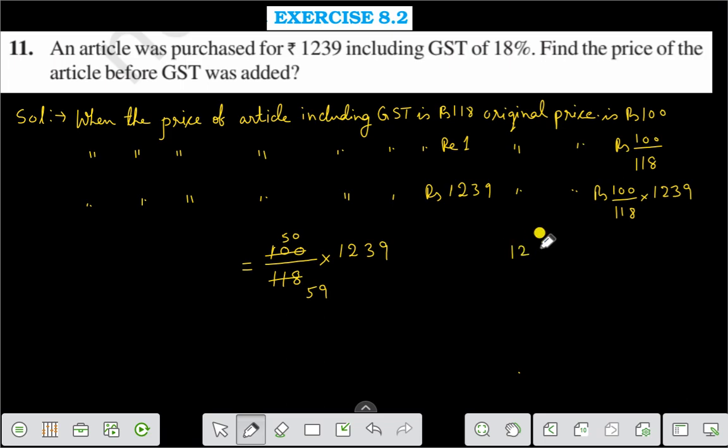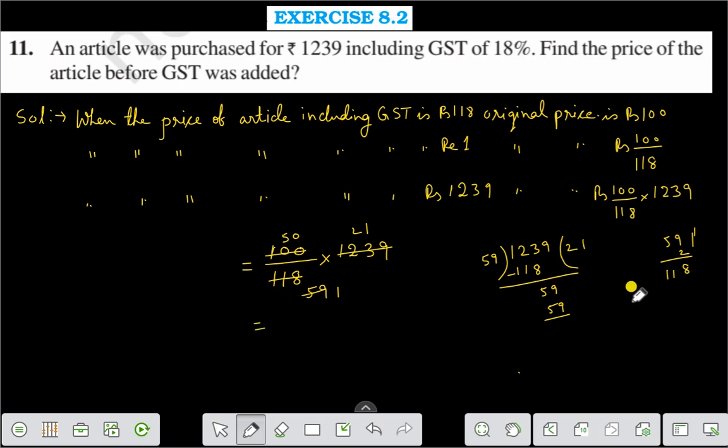If we divide this 1239 by 59, then we are getting 21. 59 twos are 118, we subtract this, 123 minus 118 is 5, carry the 9, then 59 ones are 59. We are getting 21.